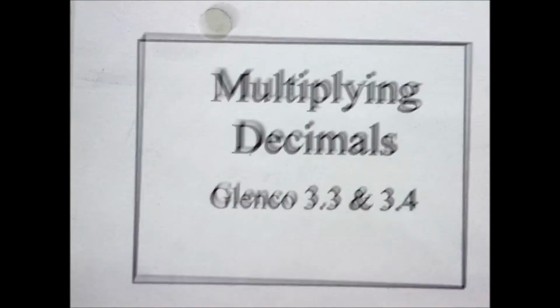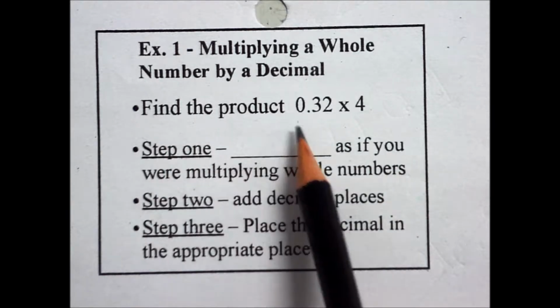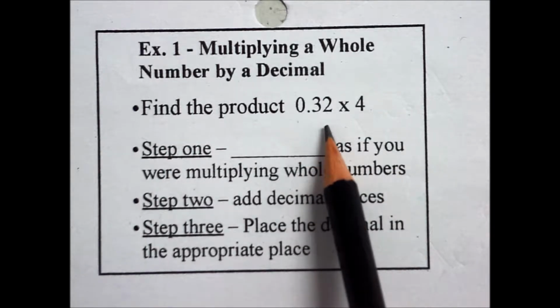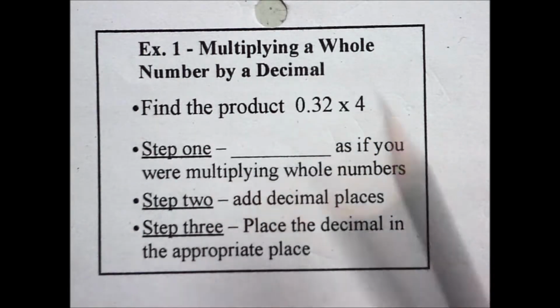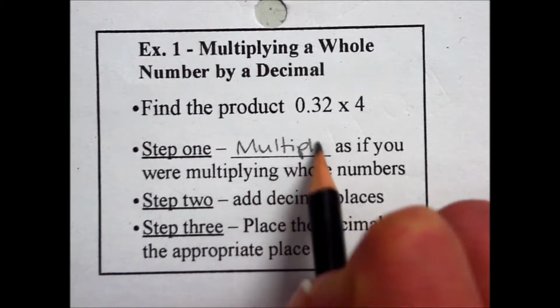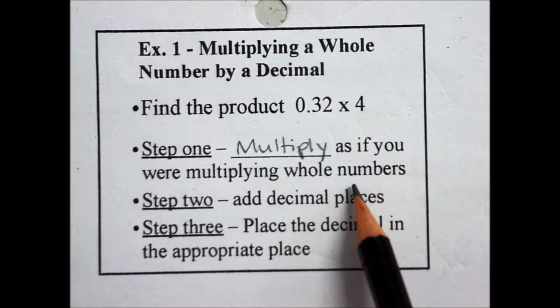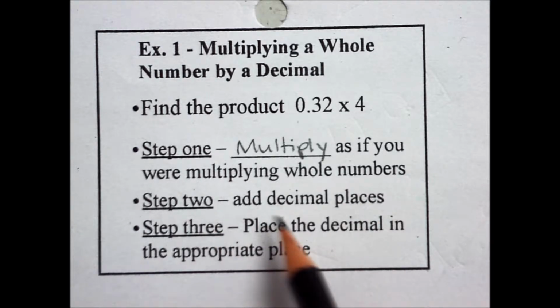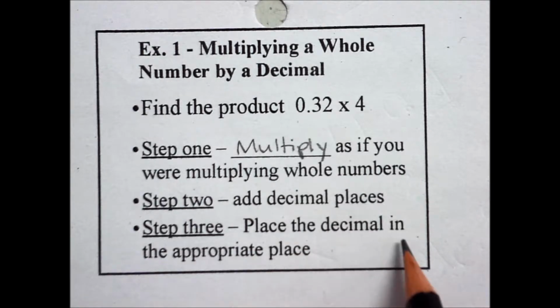Today we're multiplying decimals. Here are our steps. We're looking at finding the product of 32 hundredths times 4. Step 1 is multiply as if you were multiplying whole numbers. Step 2, we're going to add decimal places. Step 3, place the decimal in the appropriate place.